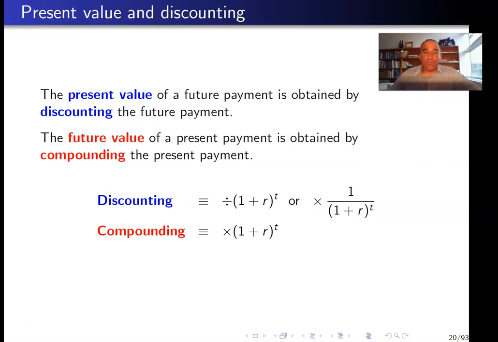Okay, present value of a future payment is obtained by discounting the future payment, and the future value of a present payment is obtained by compounding the present payment. Discounting is dividing by (1 plus r) to the power t. Compounding is multiplying by (1 plus r) to the power t. So discounting, dividing; compounding, multiplying.